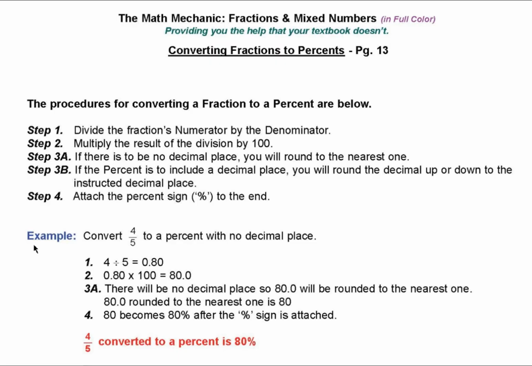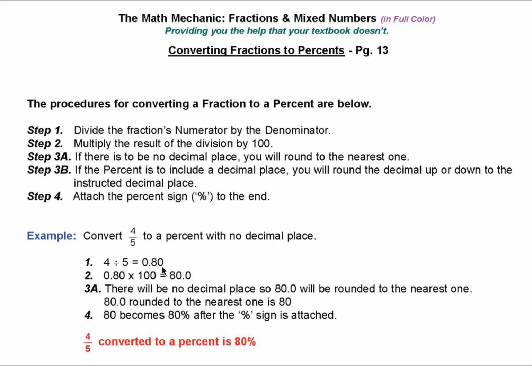Here is an example. We are going to convert 4/5 to a percent with no decimal place. Step 1. We're going to divide the numerator by the denominator. The numerator is 4, and the denominator is 5. So, dividing the numerator, which is 4, by the denominator, which is 5, equals 0.80.